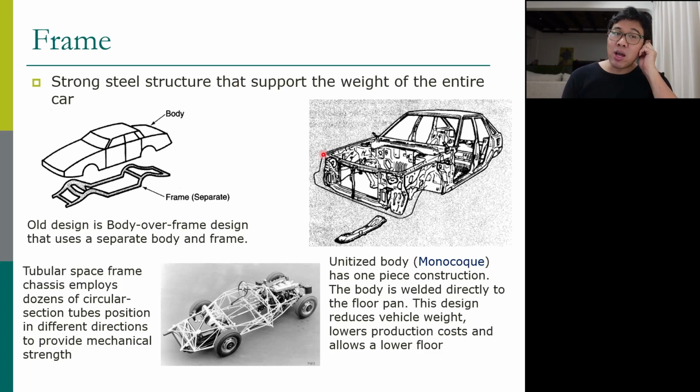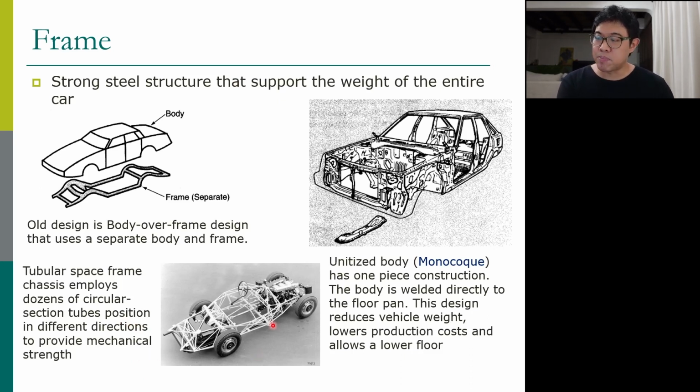Therefore, if you want to make a prototype or special type of cars or your own design of car, you have an option of using the tubular space frame. This is a space frame. Basically it uses metal tubes and welds them together to provide the stiffness or the strength of the car.